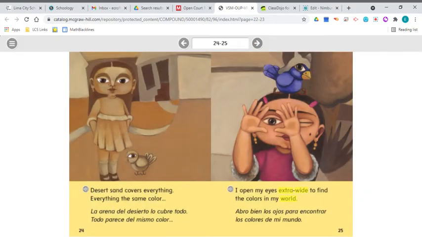Desert sand covers everything the same color.